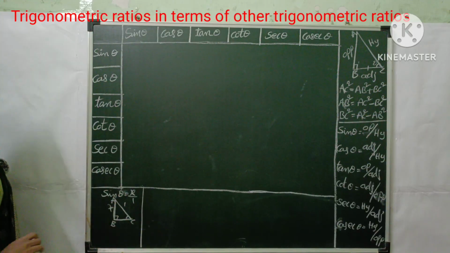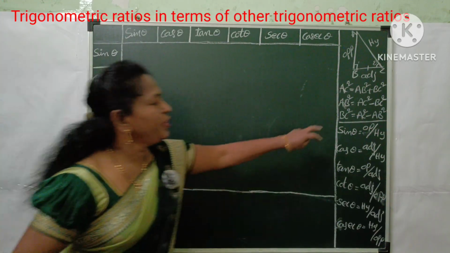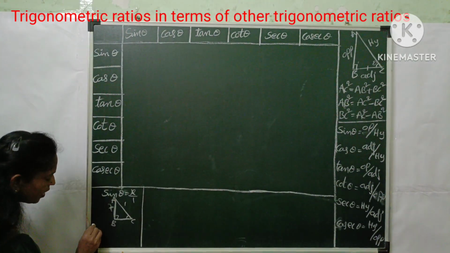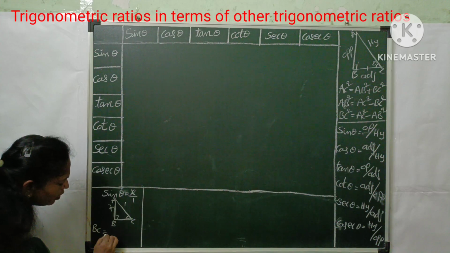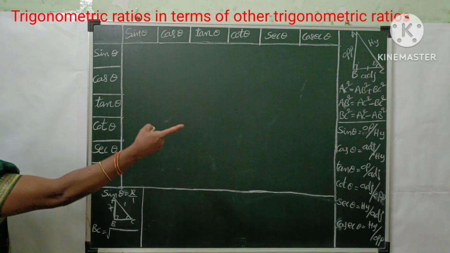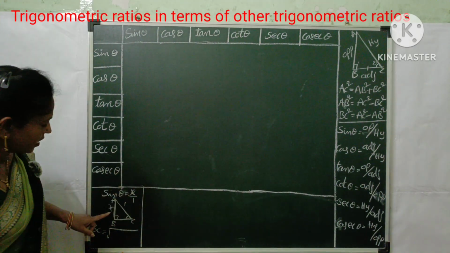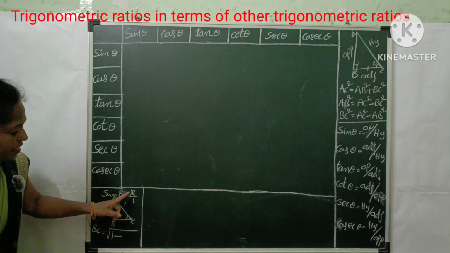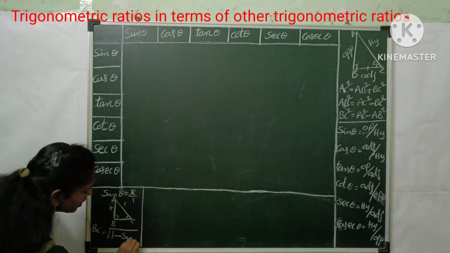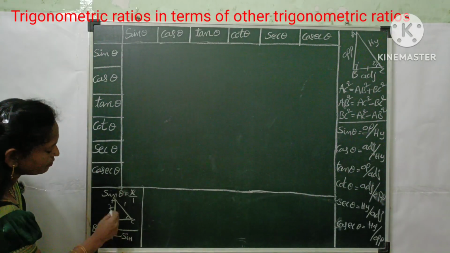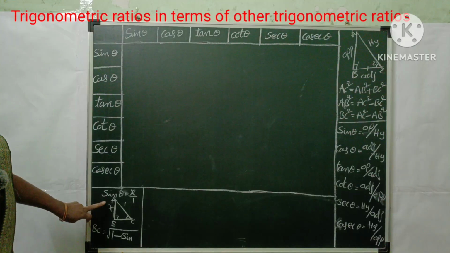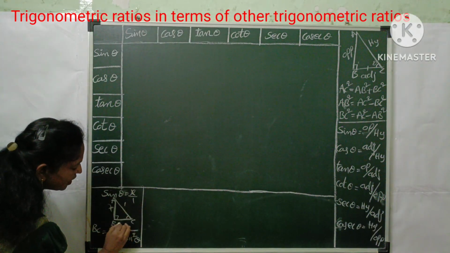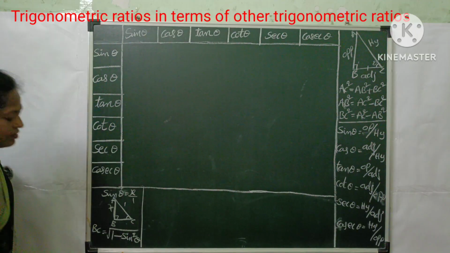So we need to find BC. What is BC? BC square equals AC square minus AB square. So directly I am writing BC equals, by taking the square root, the square root of AC, which is 1, minus AB, which is x. X means sin theta, so AB square means sin square theta. So the BC side is the square root of 1 minus sin square theta.